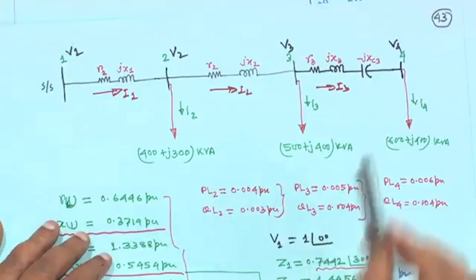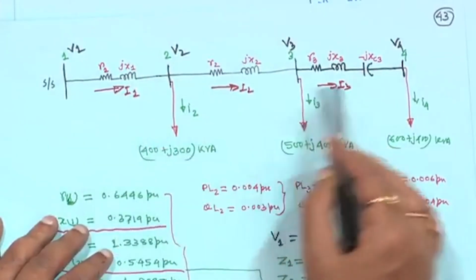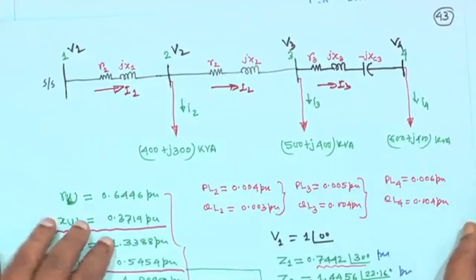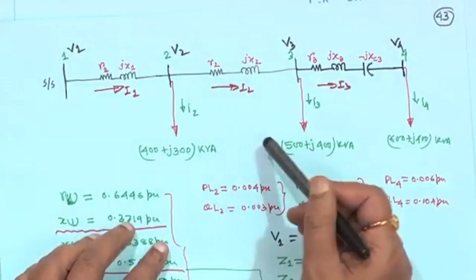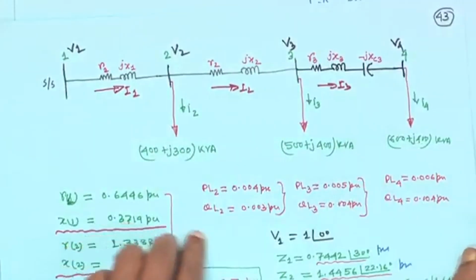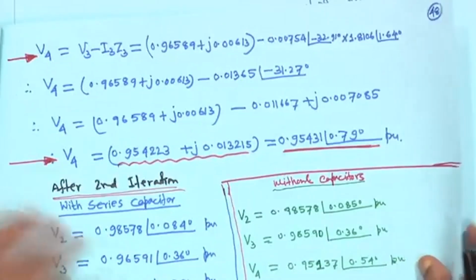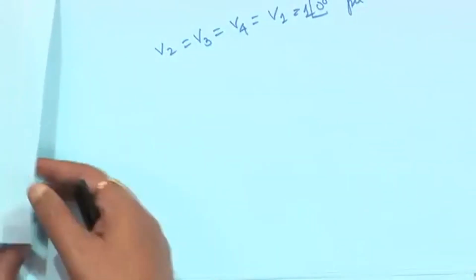So, I suggest that you put the same value of the capacitor in branch 1 and please try to see what is happening to the voltage V2, V3, V4. You will find, without any series capacitor, here voltage will improve, right, all voltages will improve. So, this is your series capacitor.